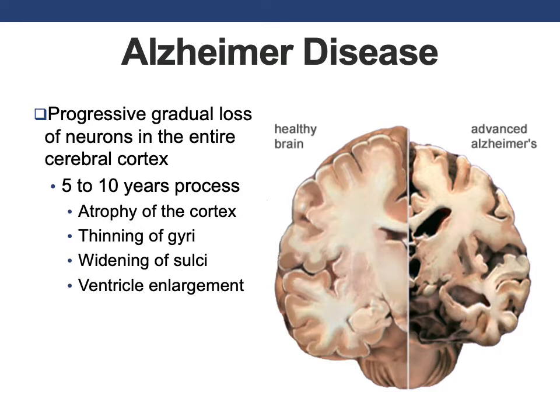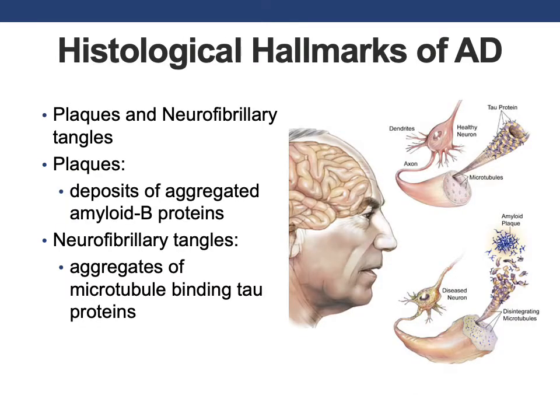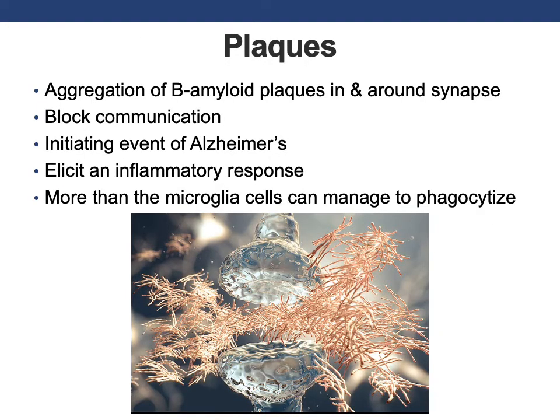You will see postmortem evidence of atrophy of the cortex, thinning of the gyri, widening of the sulci, and ventricular enlargement. The histological hallmarks of Alzheimer's disease are plaques and tangles. The plaques are caused by deposits of aggregated amyloid beta proteins, and the neurofibrillary tangles are caused by aggregates of microtubule binding tau proteins. The aggregation of beta amyloid plaques occurs in and around neural synapses in the brain.